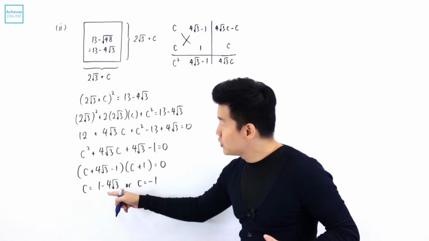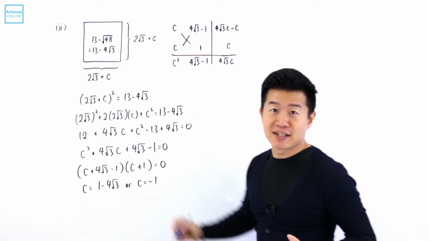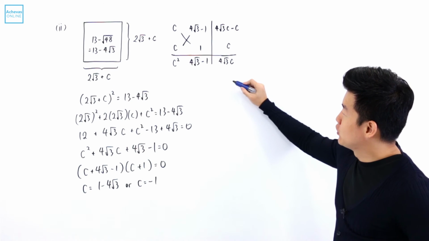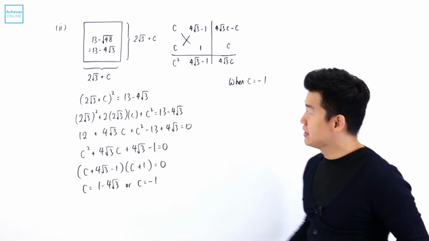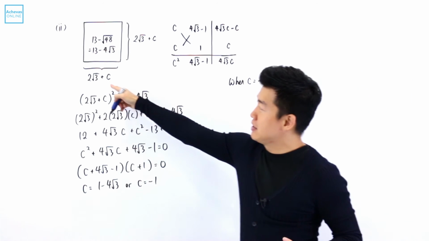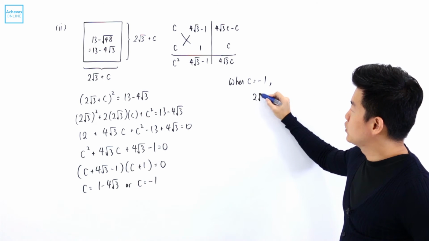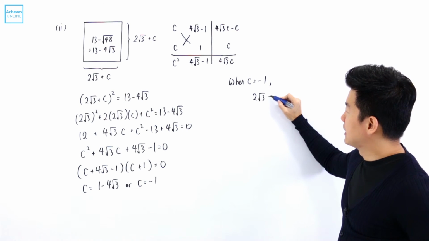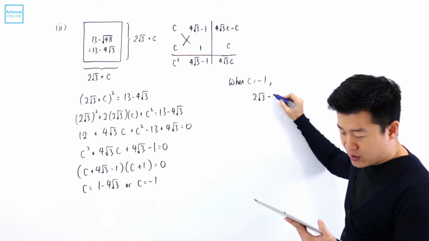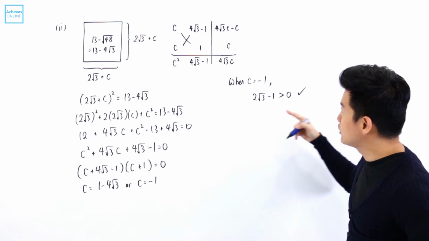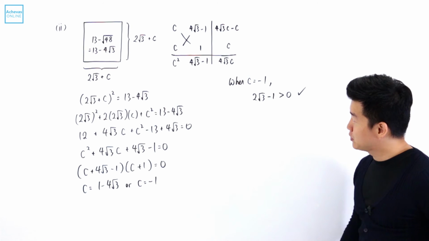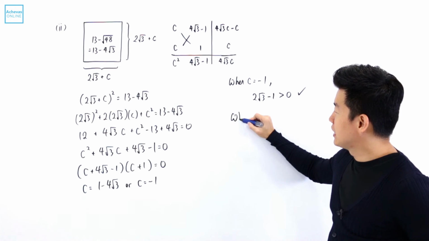I'm going to try to substitute this back into the length of the side of the square. So for example, if c is equal to minus 1, if I were to sub it back here, that means 2 square root of 3 plus c, which is going to be minus 1. This is going to be a positive value, so I can actually accept this value as the possible value for c. Let's try the other one.